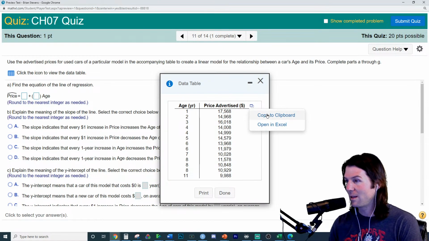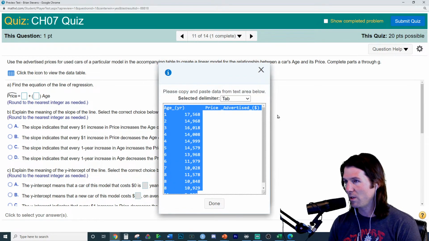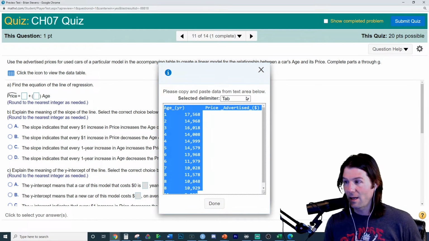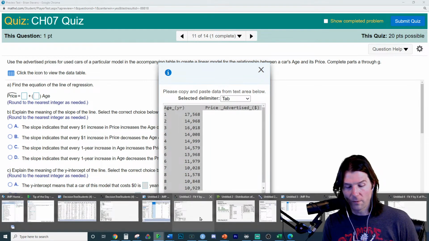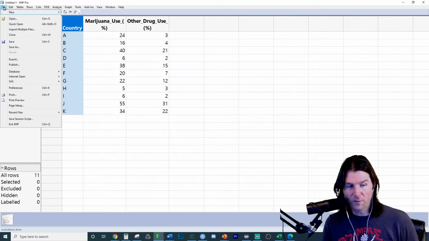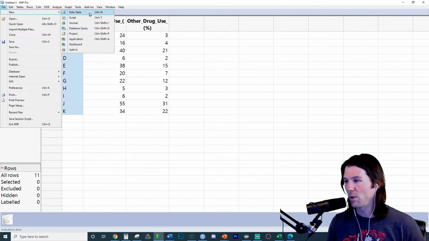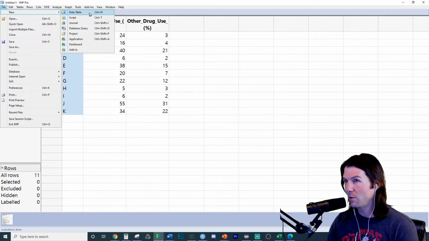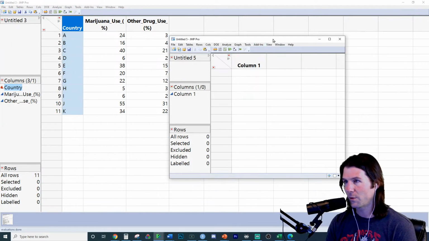We're going to copy this to the clipboard. Copying it to the clipboard is going to allow us, make sure it's tab delimited, Control C. There we go. We copied it. And then we're going to go over to JMP, and inside of JMP we're going to go to File, New Data Table. Under the New Data Table, do not click anything inside of it. Just full screen it for the moment.